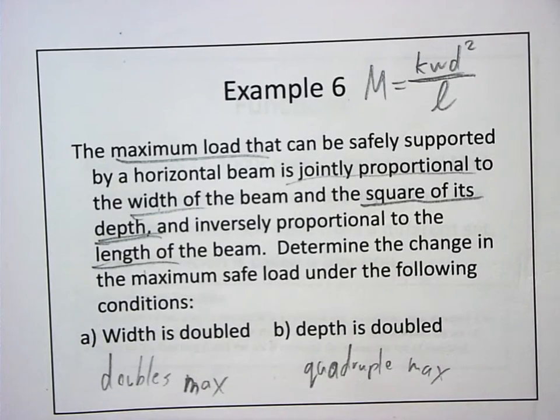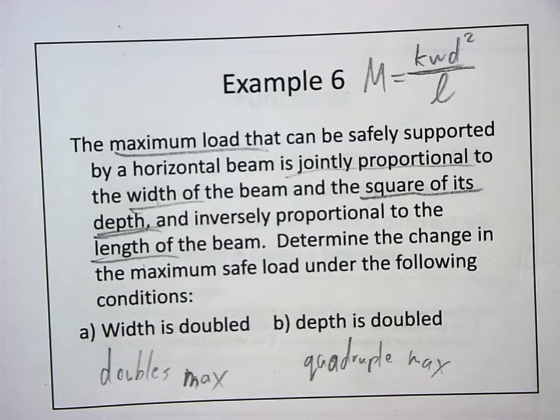So that's where you place 3 variables in there. That's the easiest way to do it, yep. Now, what about the length? What if I doubled the length? What would it do to the max load? It'd cut it in half.